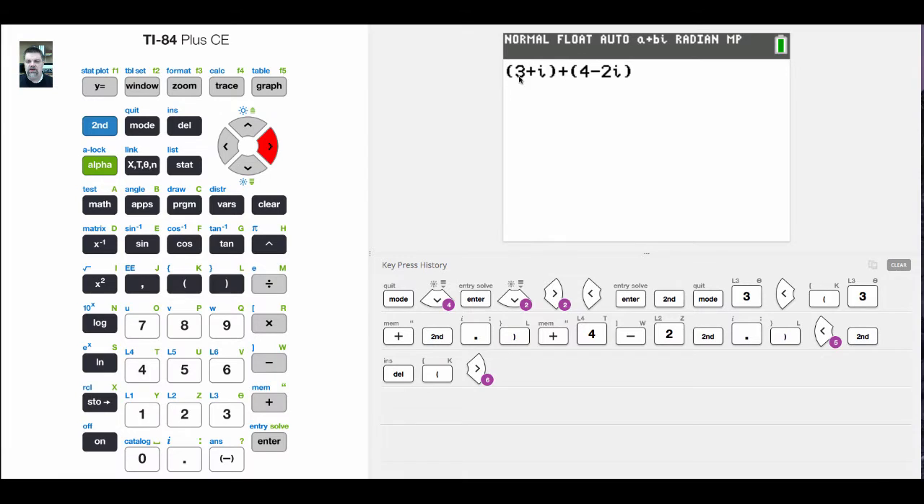In other words, 3 plus i is actually 3 plus the imaginary number i, or the square root of negative 1, plus a second complex number, which is 4, the real component, minus 2i, which is the imaginary component. So when I add this up, I should get 7 minus i. Yep.